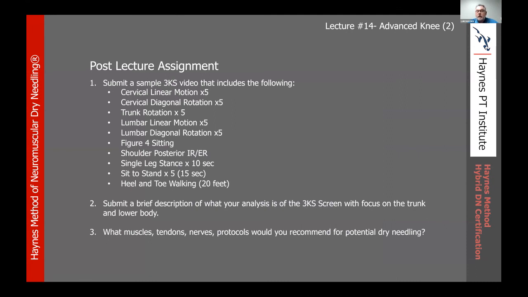Want to submit a sample 3D kinetic screen of a participant, subject, friend, I don't care who it is. But let's look at all the pieces of that, and let's pay particular attention to the trunk on down specifically, because we'll see that reflected in what's happening at the knee. I want you to submit a brief description of what your analysis is of the 3KS, with a focus on the trunk and lower body, and then with what you're seeing, using your own judgment, what muscles, tendons, nerves, protocols, what would you recommend for potential dry needling based on what you're analyzing as an issue there.